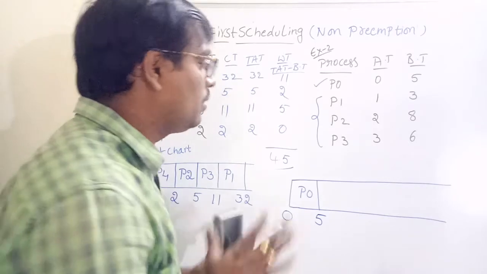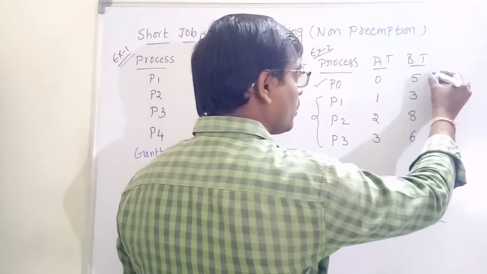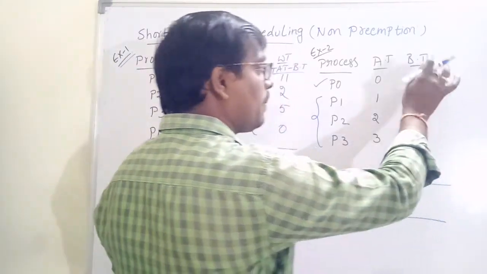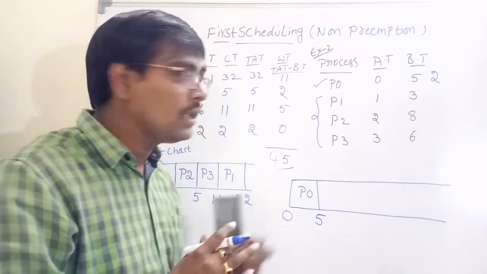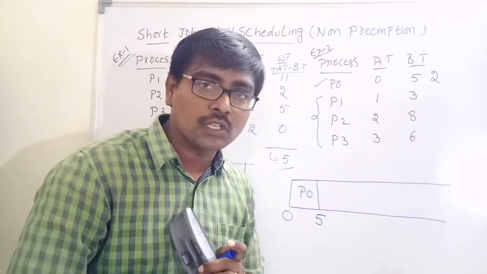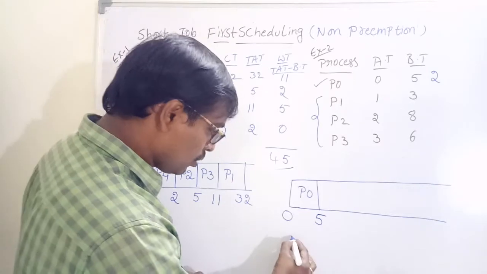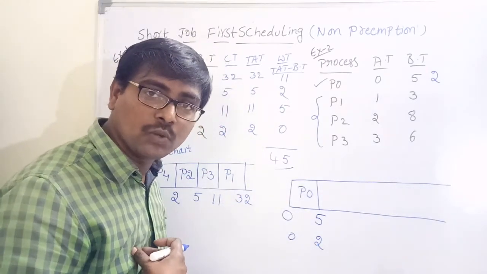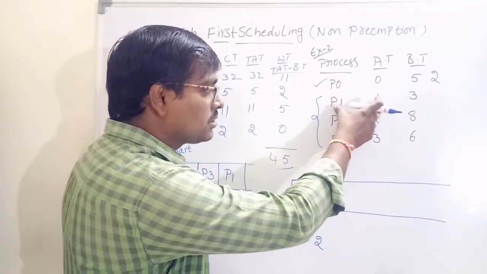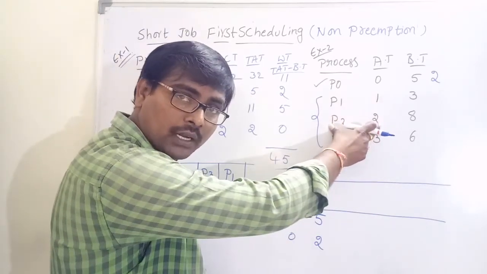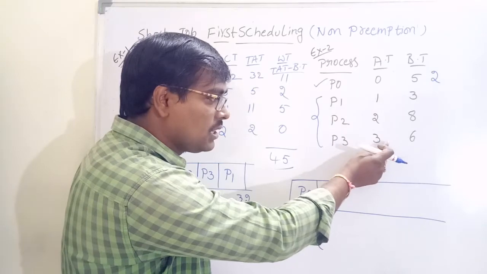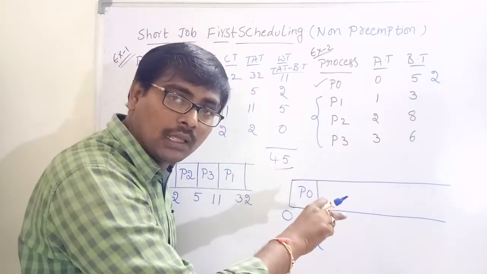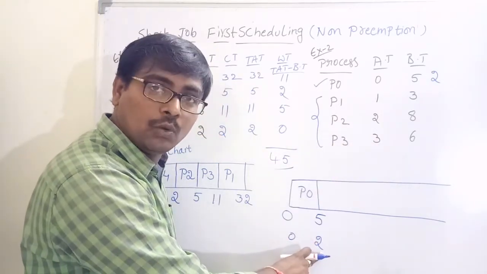For example, assume here the burst time of process P0 is 2. So 0 to 2 is executed. Now how many processes do we have? I have only processes P1 and P2. You got it? Because the process P3 arrived at time 3, but I am still at time 2.